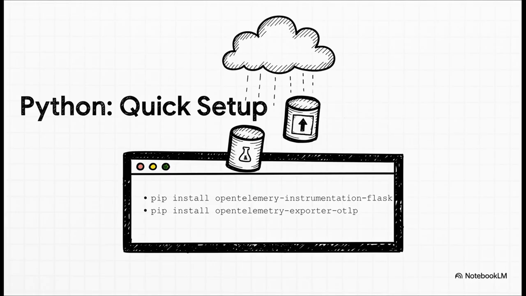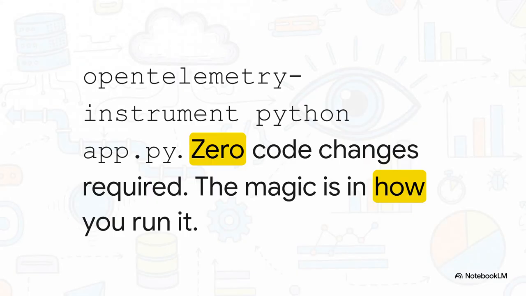And that's it. Setup complete. And here it is, the magic command. This is the part that just blows my mind. You don't change your code. You just change how you run your code. Instead of python app.py, you run opentelemetry-instrument python app.py. That's it.